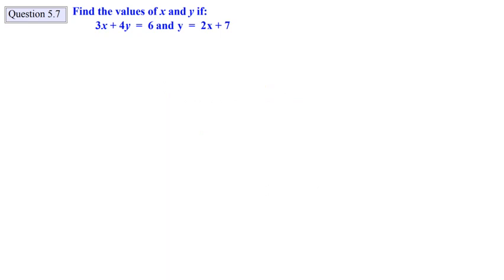Okay, so in lesson 5.7, we need to find the values of x and y if 3x plus 4y equals 6 and y equals 2x plus 7. So what we're going to do is take this information and substitute it in here. What they're telling us is that y is 2x plus 7. So for this first equation, everywhere that I see a y, I'm going to replace it with 2x plus 7.